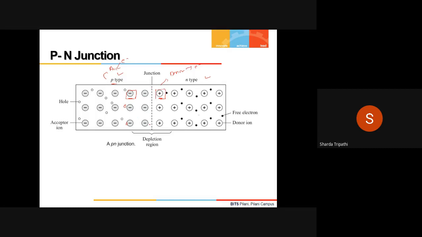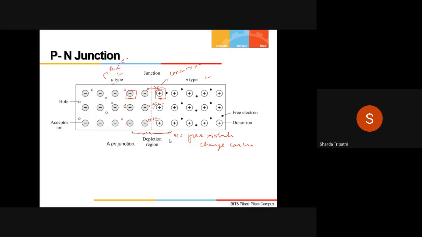So what happens in the region near the junction? Because you have positive and negative charges adjacent to each other, these free flow charge carriers, electrons and holes, recombine with each other. So in the vicinity of this junction, you do not have any free charge carriers. Rather you can call this as free mobile charge carriers. And therefore, this region is known as the depletion region.